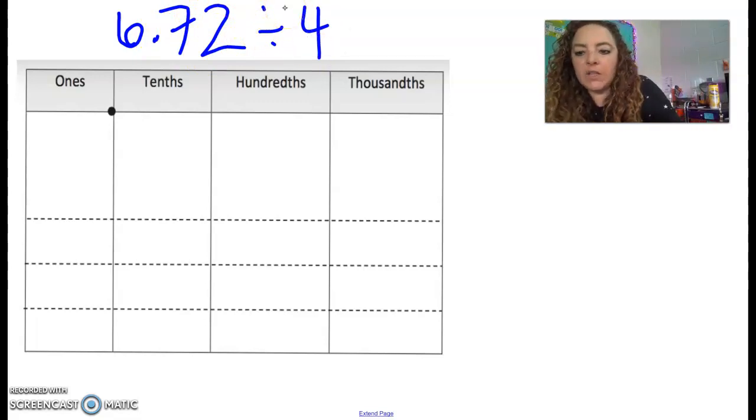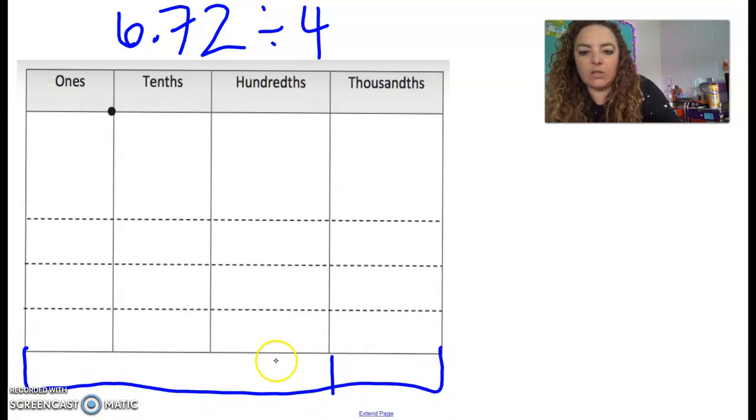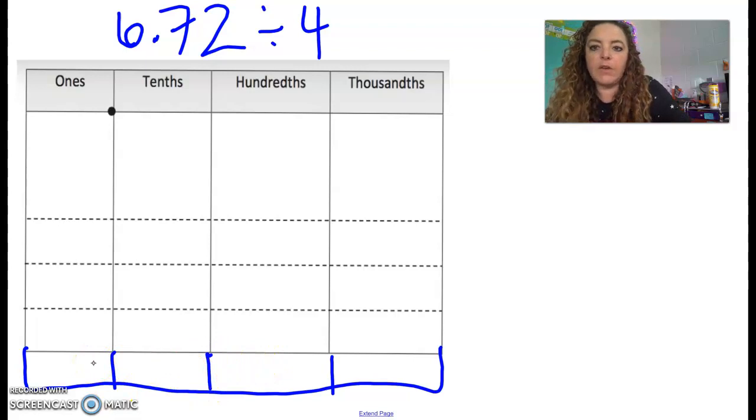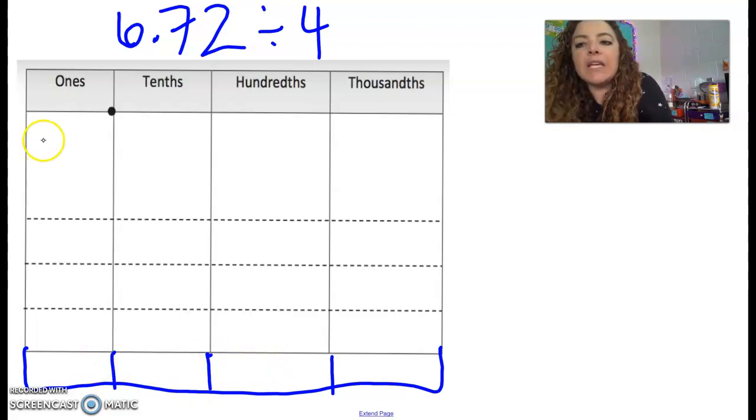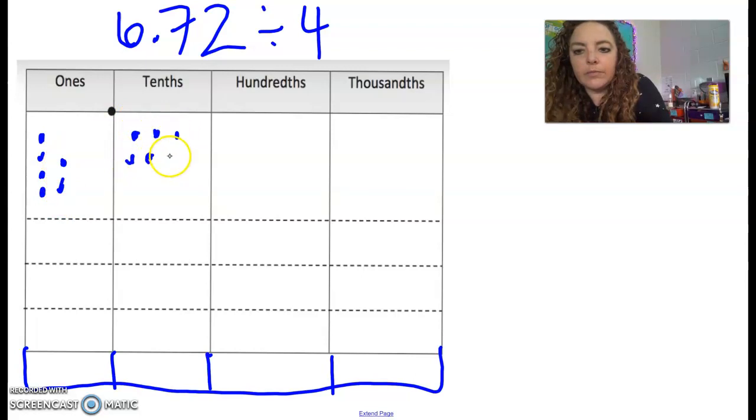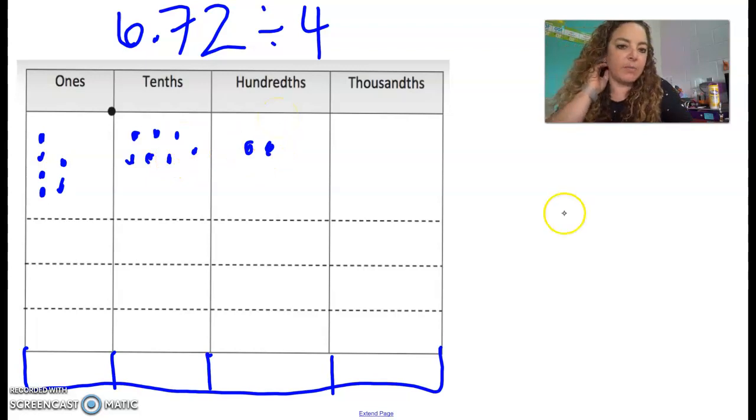Okay, well, when I look at my place value box, I'm not going to get a new one out, but I realize I don't have 4 here, so I'm just going to draw in that 4th one. Hopefully you guys are good with that. Okay, so I've got that 4th additional one, and I'm going to lay this out with 6 dots here, 7 dots here, and 2 dots here, right? And I'm dividing it by 4.